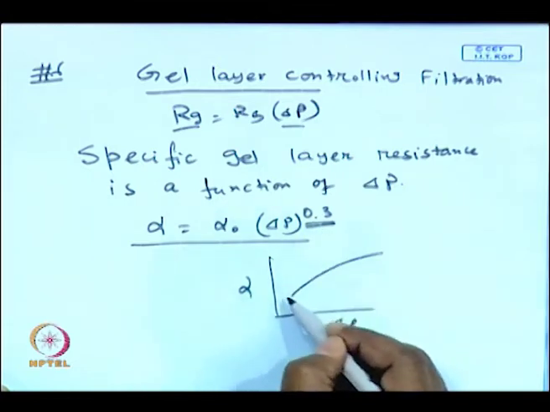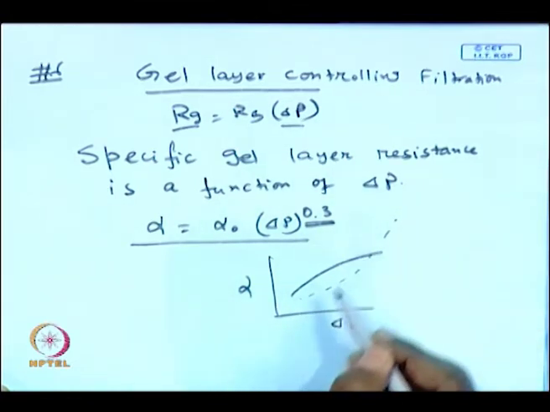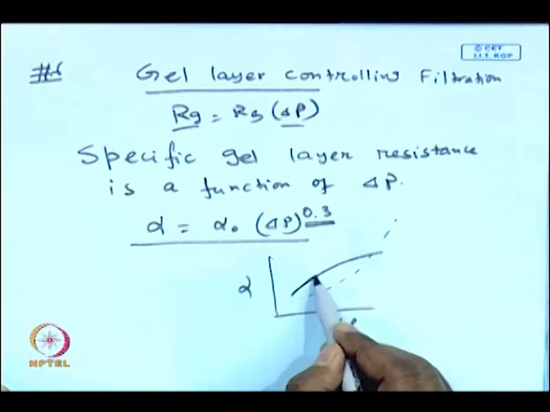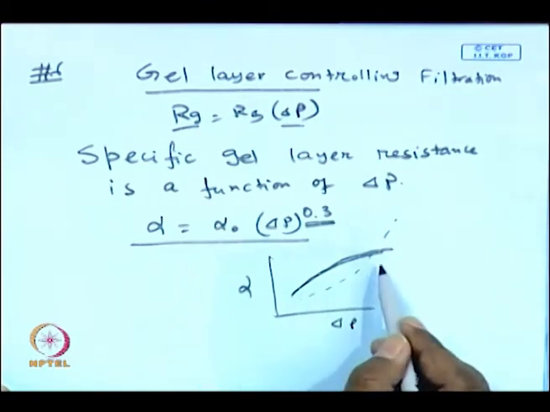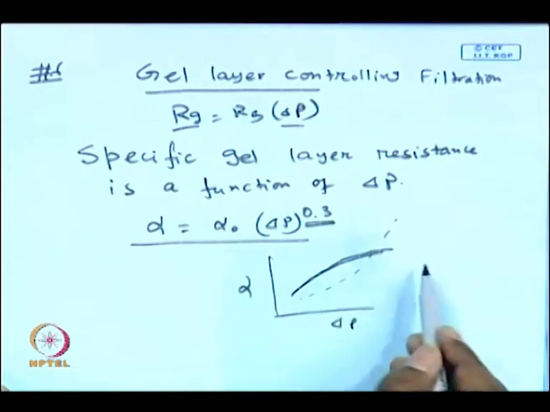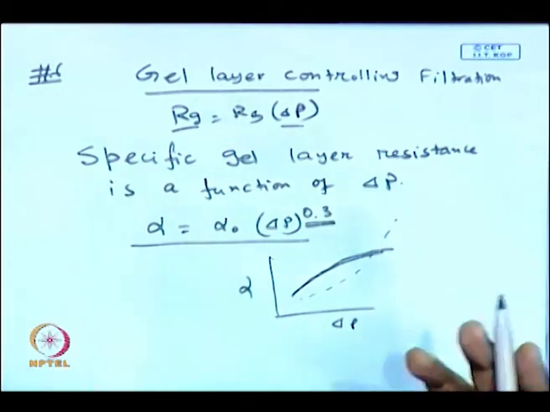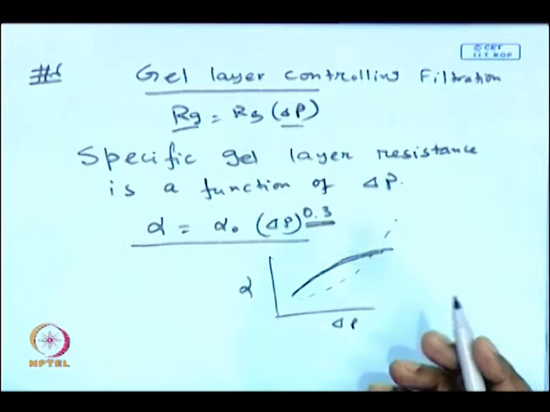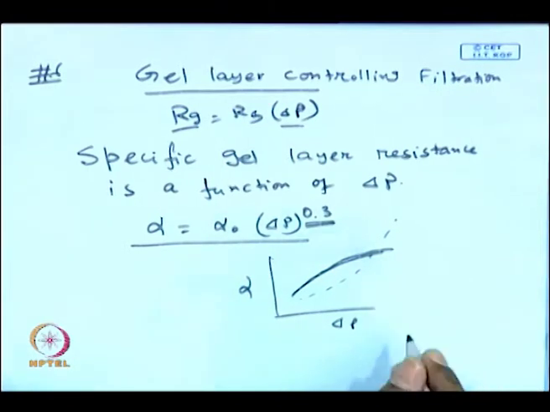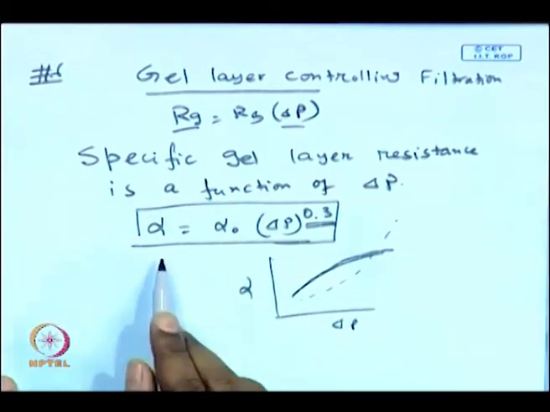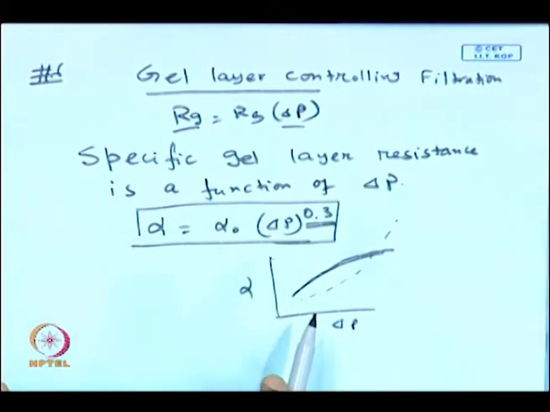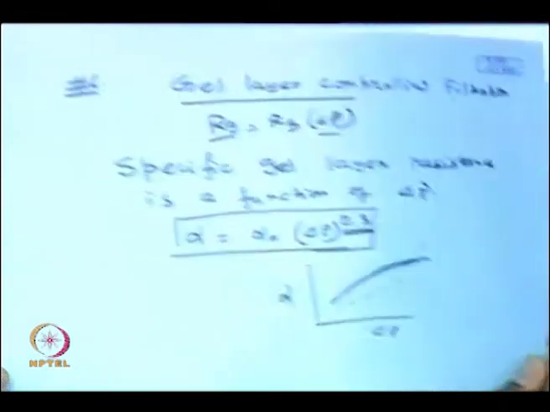If the exponent is greater than 1, then the nature of the curve would have been something like this, but typically we will be getting this. That means at higher pressure, what this curve signifies is that it is independent of delta P, that means the gel becomes totally incompressible. So, at lower pressure it becomes compressible. Okay. So, that is how you will be establishing this relationship by conducting batch experiments under various operating pressure drops.